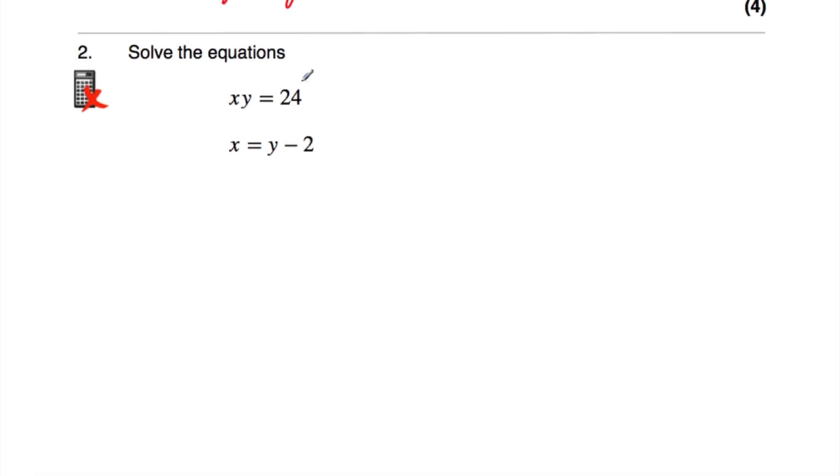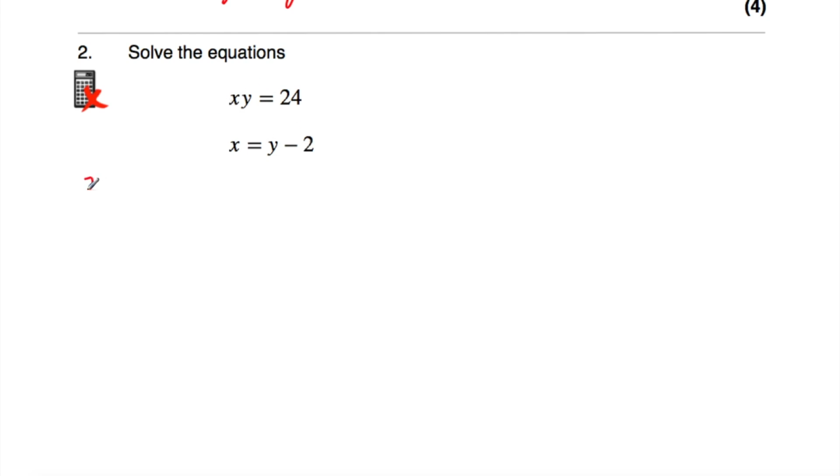We've got this xy is equal to 24. So x multiplied by y is equal to 24. And then we've got our linear equation, x equals y take away 2. So we want to solve these simultaneous equations. So we want to make either x or y the subject of the linear, which has actually been done for us. And we're going to substitute that into the nonlinear.